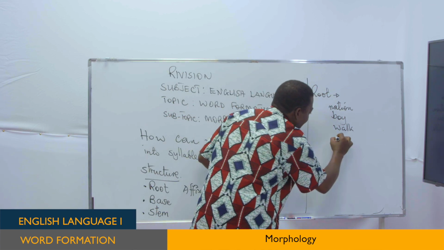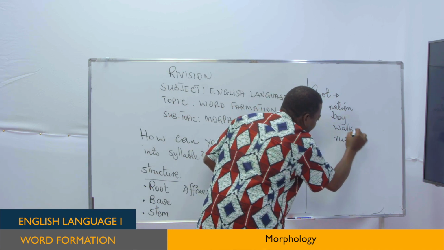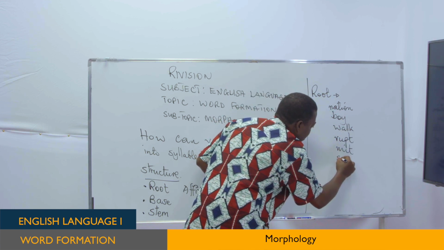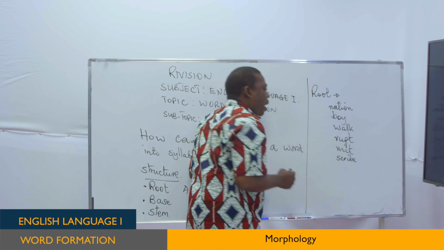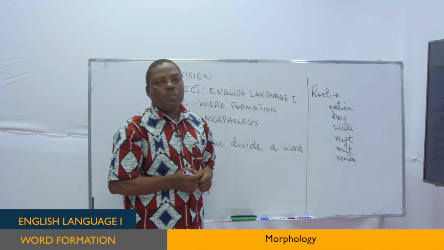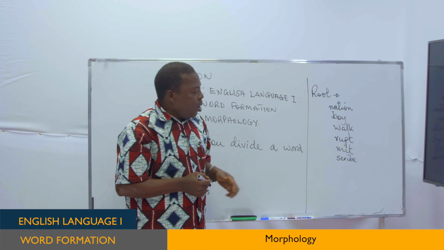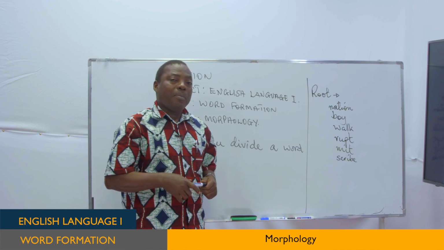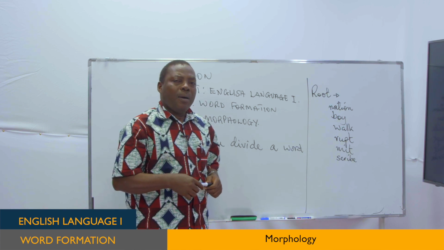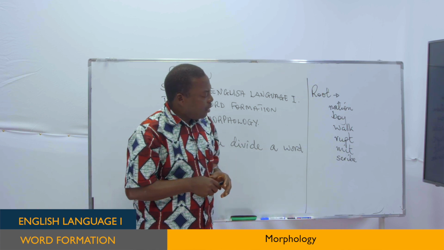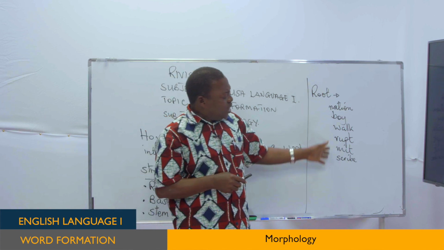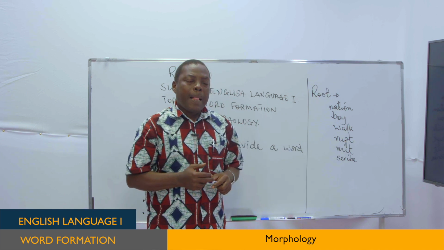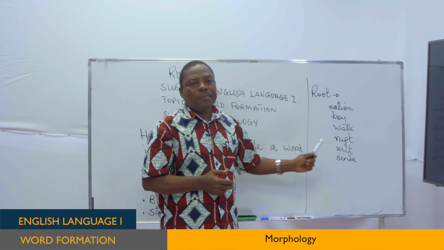But you can have other examples of roots like wrapped, meet, scribe, and others. Now, when you read these, wrapped, meet, and scribe, you might have some difficulty understanding what these elements could mean. They are also considered to be roots.